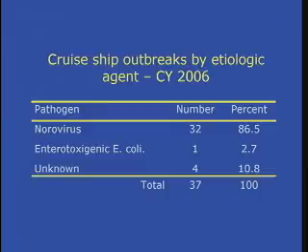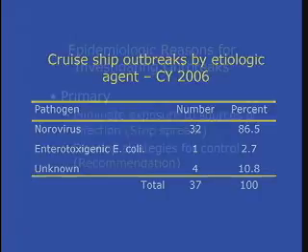In 2006, we saw approximately 32 outbreaks that were attributable to norovirus, for roughly 86.5% of all outbreaks. But norovirus is not the only pathogen that we see. In that same year, we also saw at least one outbreak of enterotoxigenic E. coli, representing 2.7%. Outbreaks of unknown etiology represented 4 outbreaks, or 10.8% of the total outbreaks experienced in calendar year 2006. There are roughly 37 outbreaks that occurred on cruise ships in the calendar year 2006.